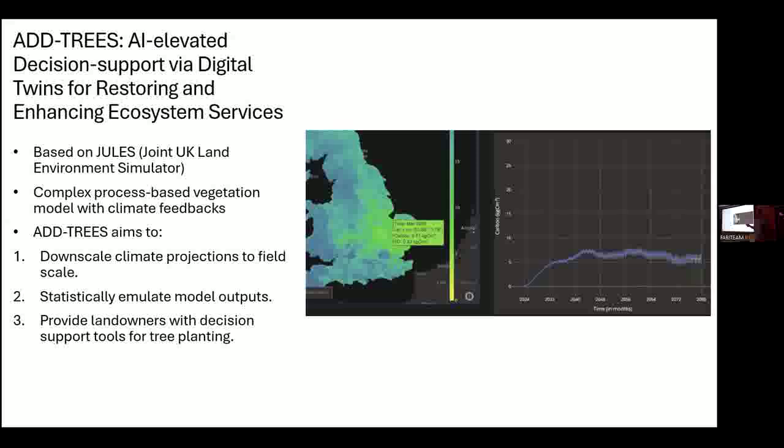So the idea is to use various downscaling tools to try and project forward at field scale what the future climate might look like in each field in the UK, and then to run tree growth models using that downscaled climate data to have a best guess as to how different tree species might perform in that field over the next 50 to 100 years.